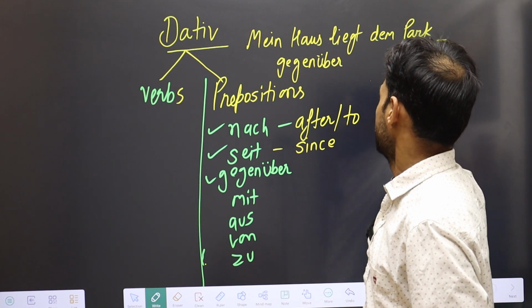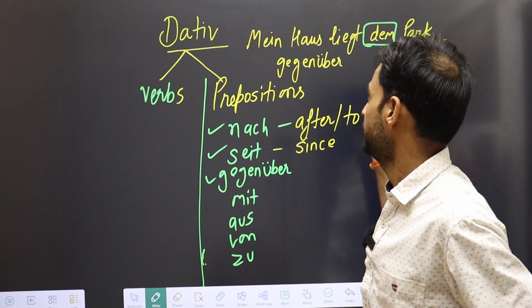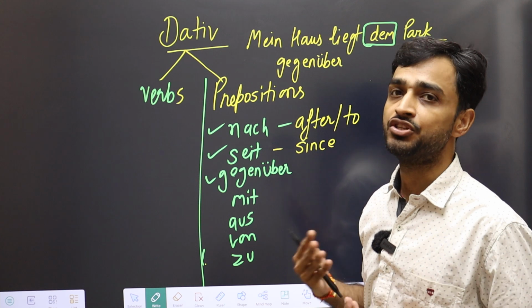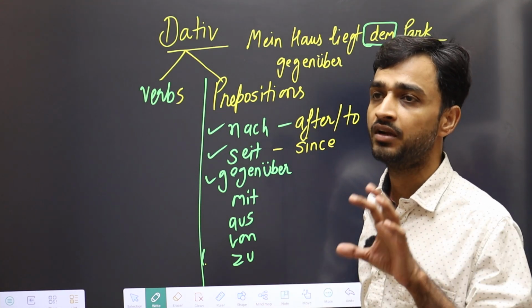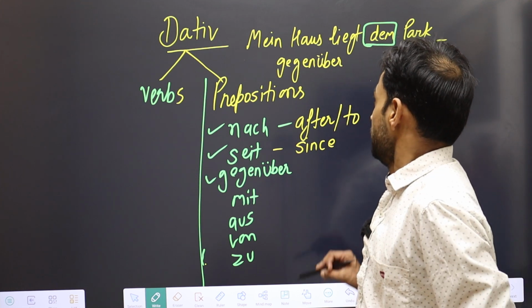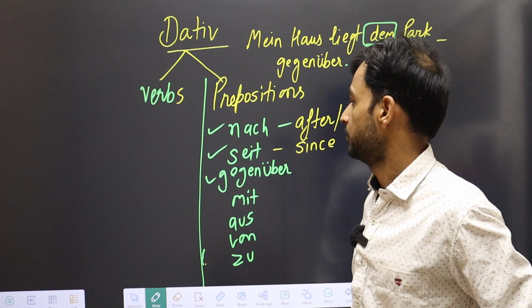So here I have written dem, because normally the article of park is different, but I have written dem. So it becomes dem in the dative case, that you know, the article is changed. It's all about the article, so that we can easily identify. Now this is dative case. With the help of the article we can easily recognize. So dem Park, so gegenüber. Mein Haus liegt dem Park gegenüber.